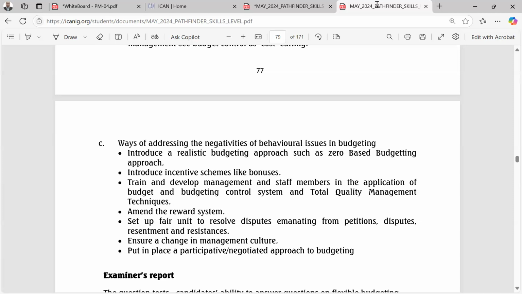Introduce incentive schemes like bonus. So when you give people incentives to work, they will want to participate. They will not want to show resistance. Give them incentives and they will carry out your biddings. Train and develop management and staff members in the application of budget and budgetary control and total quality management techniques. Training is important. If people are not adequately trained, they will not know what to do.